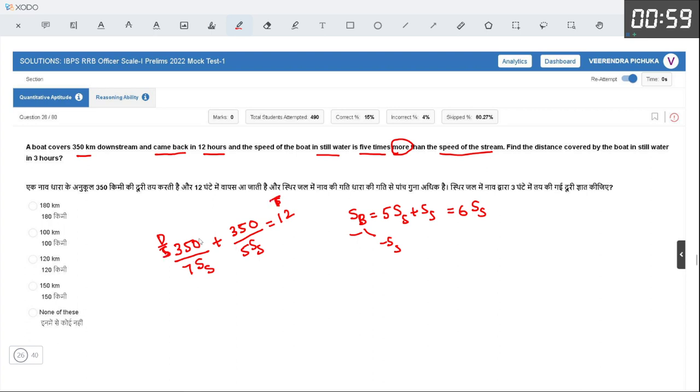So here you can cancel with 50. Here you cancel with 70. 50 plus 70 is 120. So speed of stream is 120 by 12, that is 10. Speed of stream is 10 means speed of boat is 60, right? Find the distance covered by the boat in still water in 3 hours. In 3 hours, speed into time, that is distance, 180 kilometers, right?